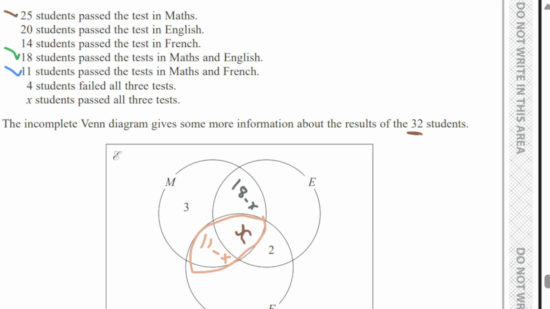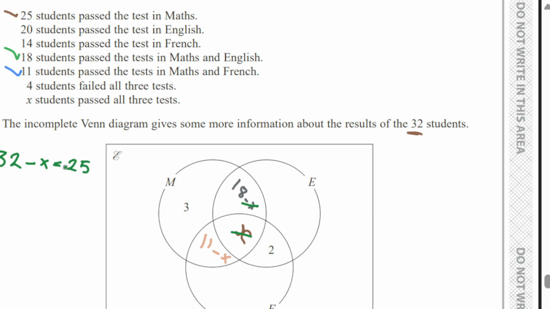Let's erase this frame here. Now, 25 students are in the math. So this part here is 25, the m, right? So 3 plus 18 minus x plus 11 minus x equals 25. Let's add: 3 plus 18 is 21. 21 plus 11 is 32. And then minus x plus x will cancel, and you will have minus x. 32 minus x equals 25.